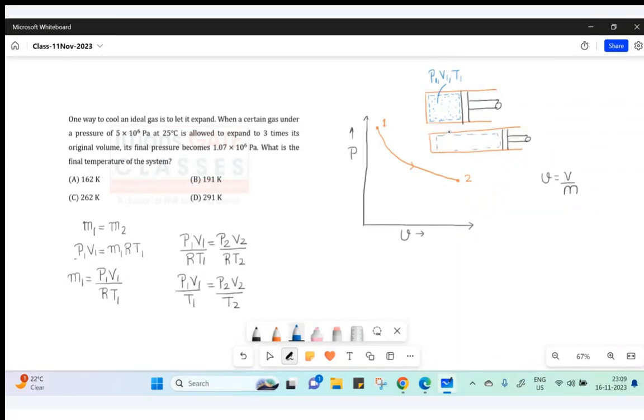So you can substitute these values here. 5 into 10 to power 6. Volume is V1. Temperature is always used in Kelvin in the ideal gas equation. 298. This is 1.07, 10 to power 6. Volume is 3 times V1. And your temperature is what you want to find out. So if you calculate that, what do you get? 1.07. You get 191.